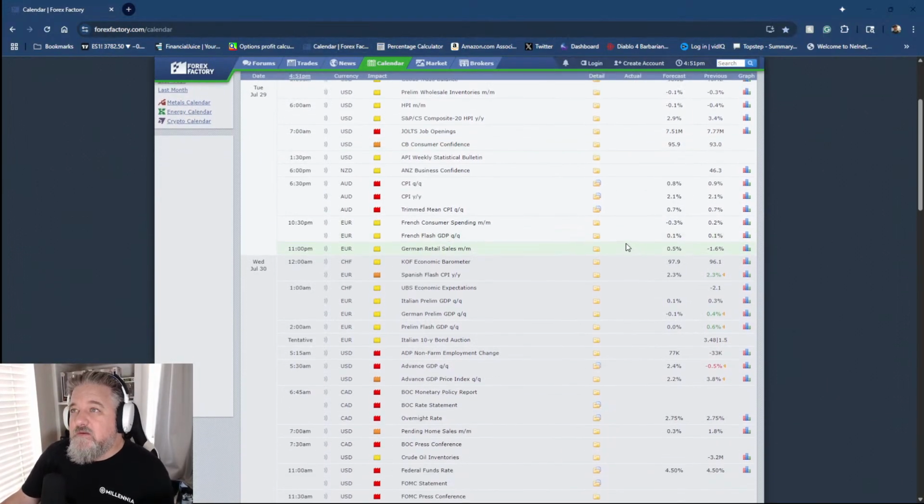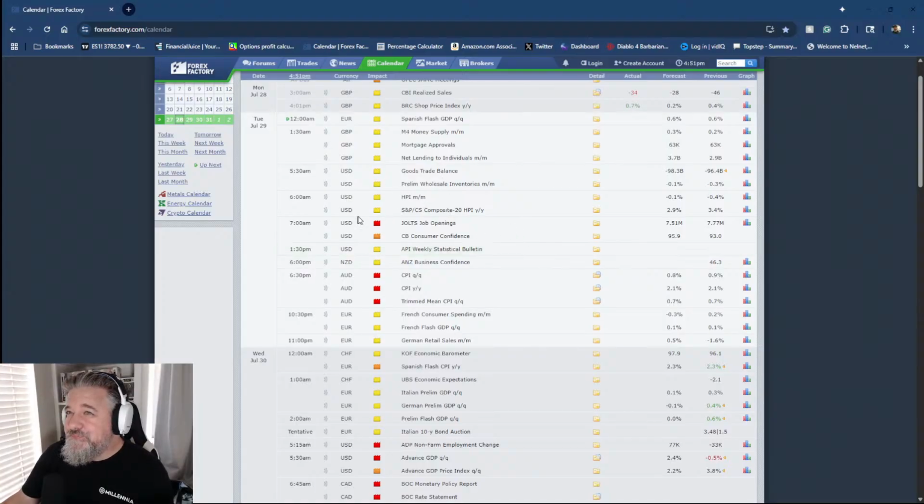Let's look at our news for tomorrow. Tomorrow we actually have a few things. We have JOLTS, job openings, and consumer confidence 30 minutes after the market opens. Everything else is after the close. Australia CPI quarter over quarter, CPI year over year, and trim mean CPI quarter over quarter. But the only thing that should really affect us is going to be this.